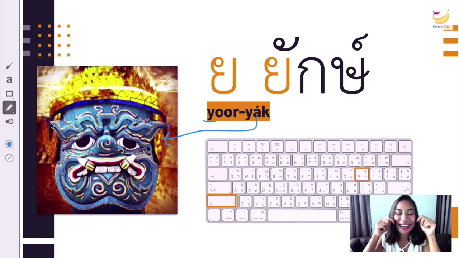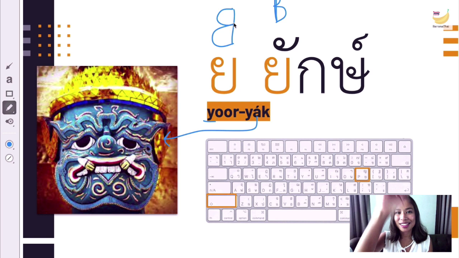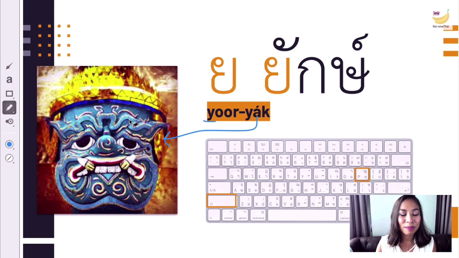Yak, we call it giant because they are huge and they have two fangs coming out. And yo yak, for me, looks like a bee, but normally the little bee goes like this, and it just goes to another side. Think about this part, it's like yup yup yup. So yo yak. You can think of it like yuck, because they're not really beautiful, right? Yuck, yo yak.